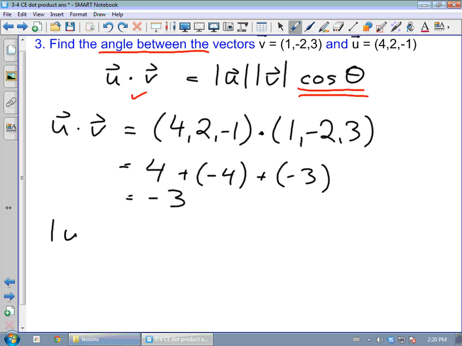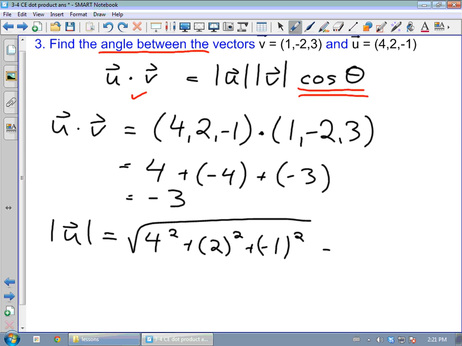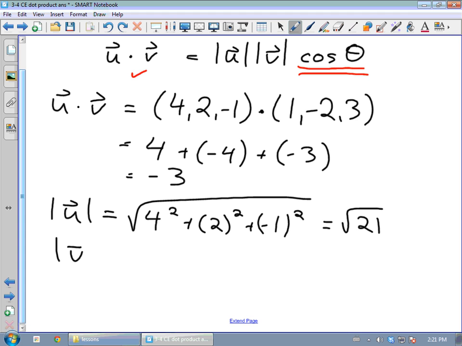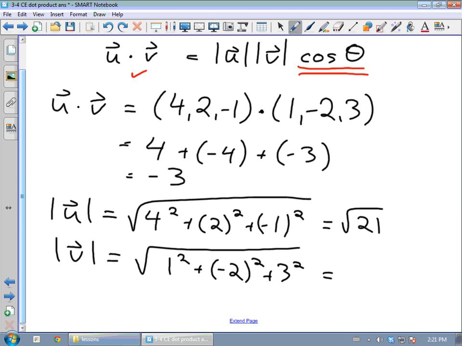Okay, magnitude of u, as I said before, we are going to add these things up using the formula. u is 4, 2, negative 1, so 4 squared plus 2 squared plus negative 1 squared. Taking the square root of that gets us root 21, just like I had in my notes. Imagine that. Same thing for v. Magnitude v, we are going to take the square root of 1 squared plus negative 2 squared plus 3 squared. We do this addition and we get root 14. Okay. Am I back on track here? This looks like good math?